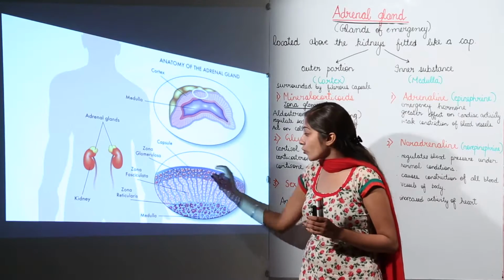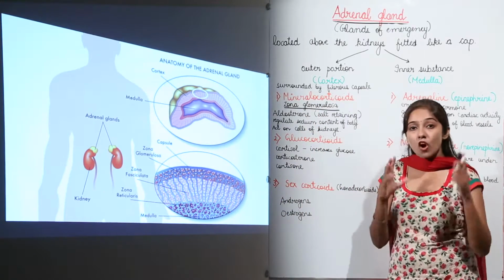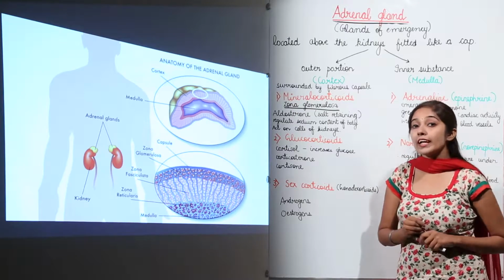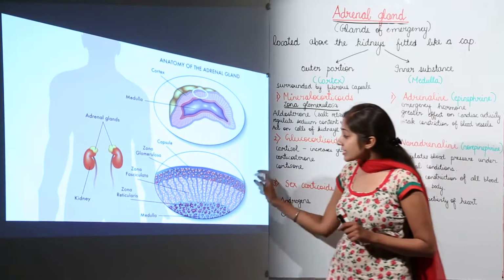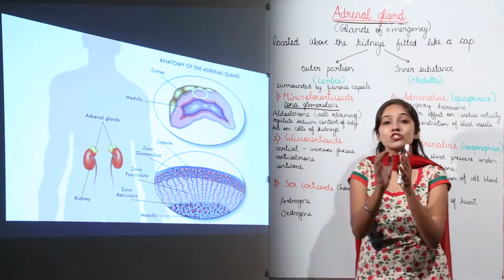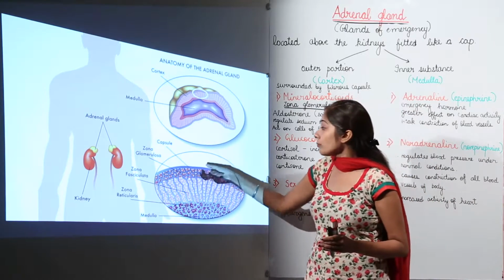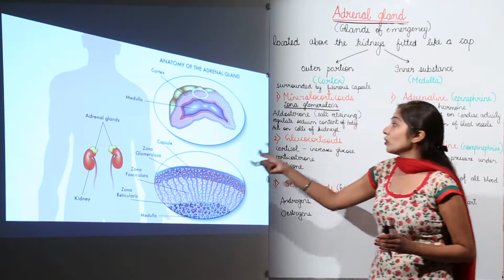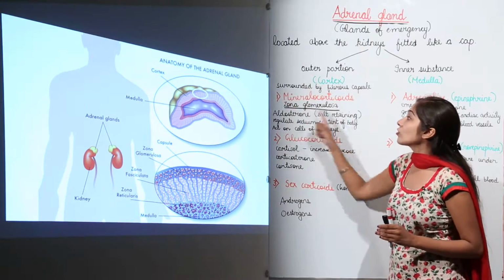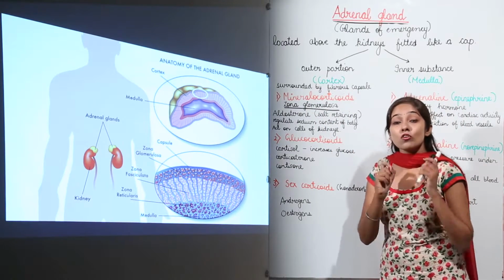This first zone forms 15% of the adrenal cortex. You can see that there are very small spherical cells that are compactly arranged. And the cells of the zona glomerulosa are going to secrete what? Mineralocorticoids.